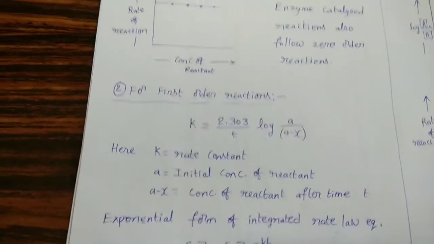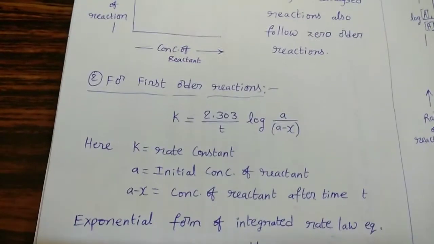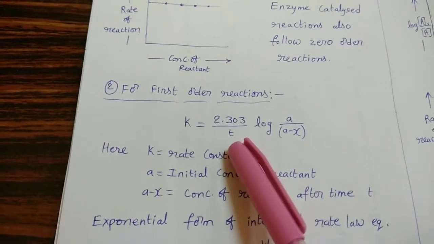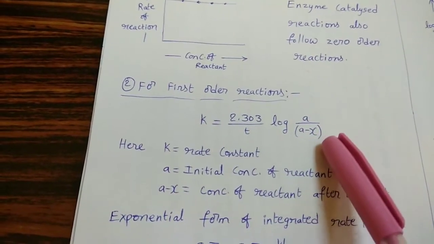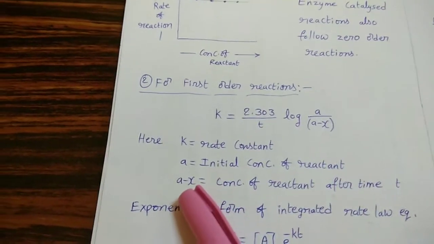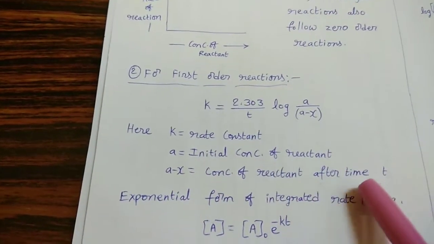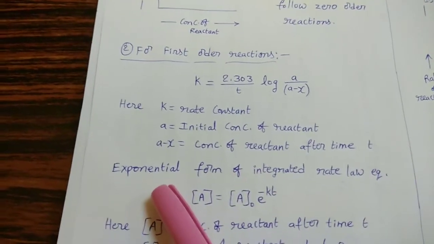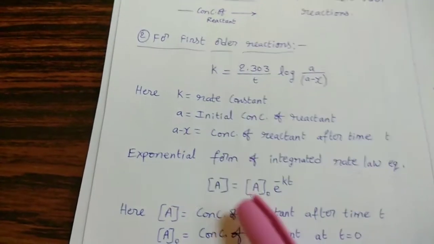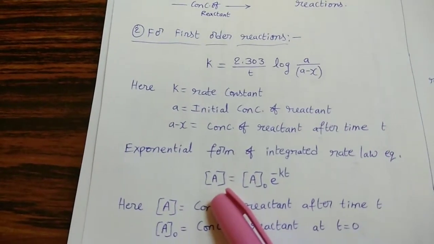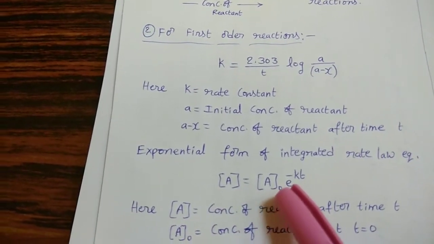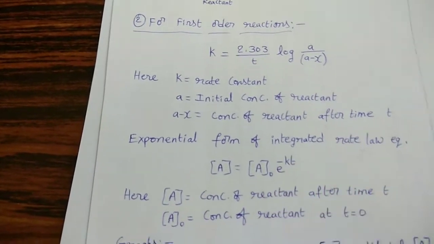Next, the first order reaction expression. The integrated rate equation for a first order reaction is K equal to 2.303 by T into log of A by A minus X. K is the rate constant, A is the initial concentration, and A minus X is the concentration of reactant after time T. The exponential form of the integrated rate law for first order is: concentration of the reactant after time T, A, equal to initial concentration A naught into e power minus KT.